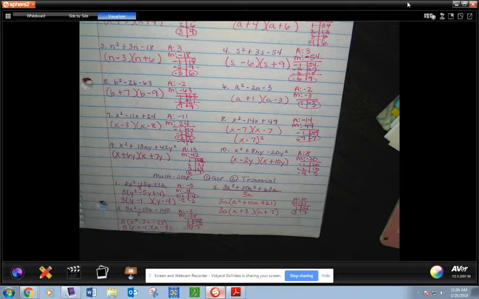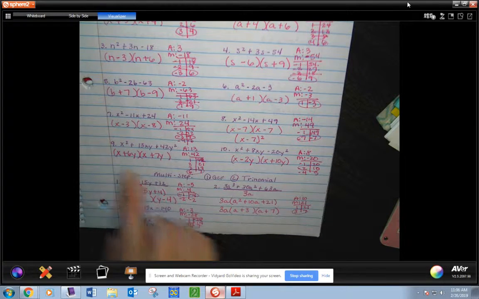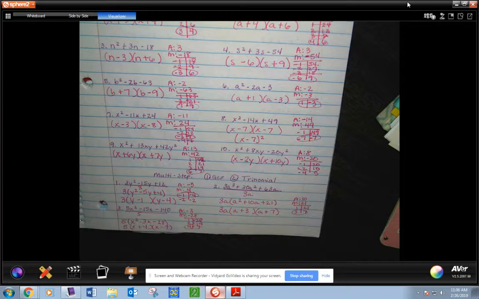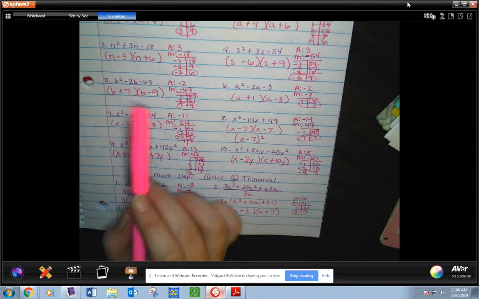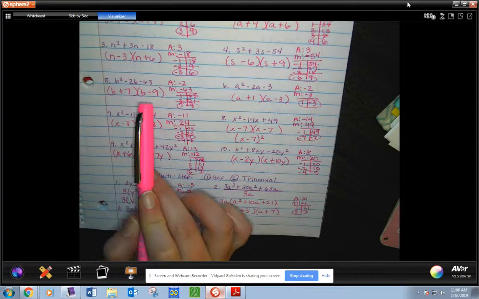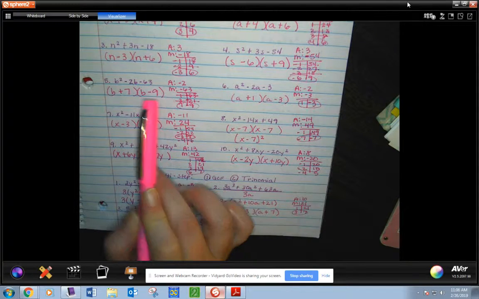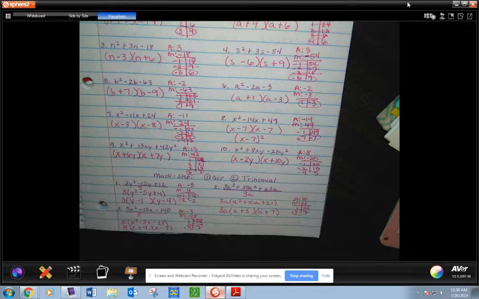Now, I want you to know whenever you're doing these, you can flip the order of your parentheses. So like this, if you would have done x plus 7y and x plus 6y, that's fine. You just cannot flip your signs. You got to be careful. So like on this one, you could do b minus 9 and then b plus 7, but you cannot do b plus 9. So just watch your signs, but I don't care what order you write your parentheses.